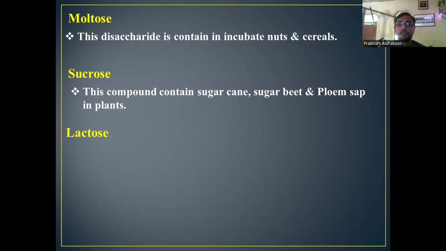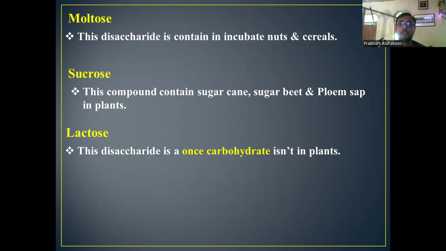The next disaccharide is lactose. This disaccharide is one carbohydrate that isn't in plants. This compound is present mostly in dairy products, also known as milk, butter, and yogurt.